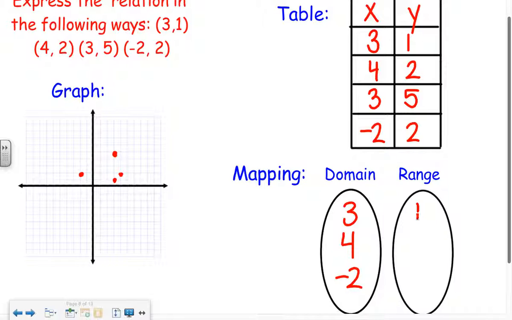And then 1, 2, 5, 2 for the range. I'm not going to write the 2 twice. I'm just going to write it once. Then I'm going to connect mine to make the ordered pairs.